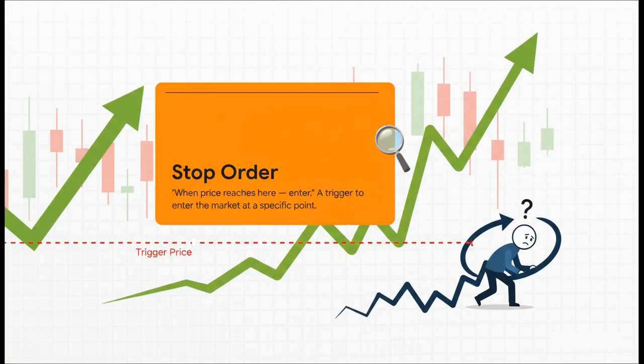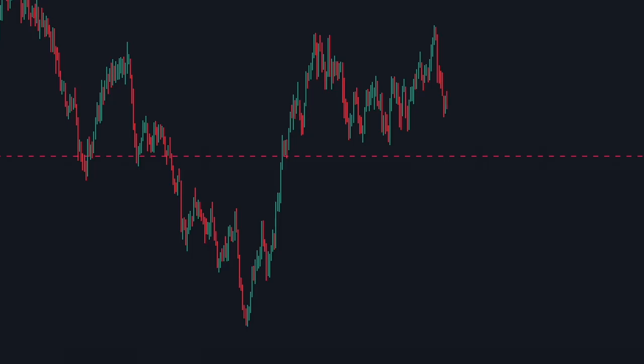And our third command is the stop order. Now, this one's a little different. It's not an order to get in immediately. It's more like a trigger. You're setting a line in the sand and saying, if the price crosses this line, then you can get me into the trade. It's the classic tool for trading breakouts, but it has one critical hidden feature that trips up almost every single new trader.